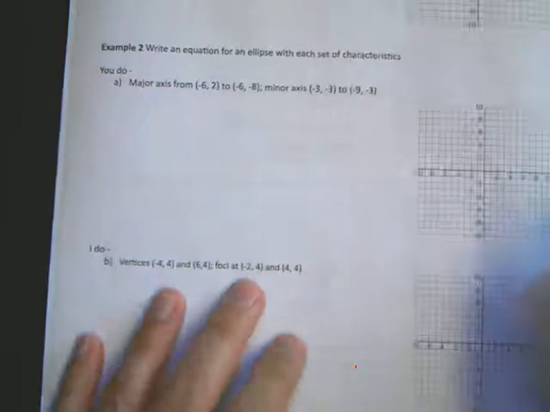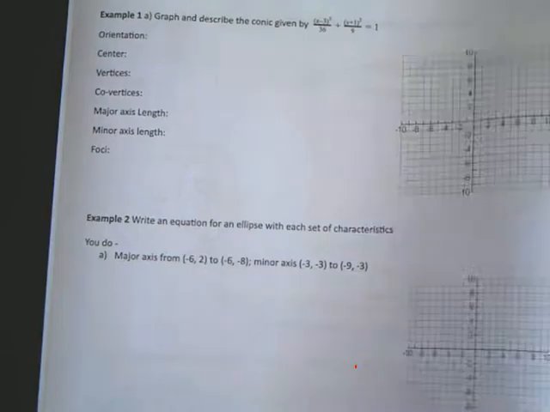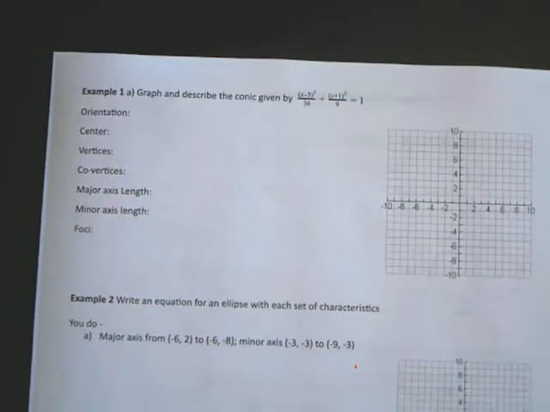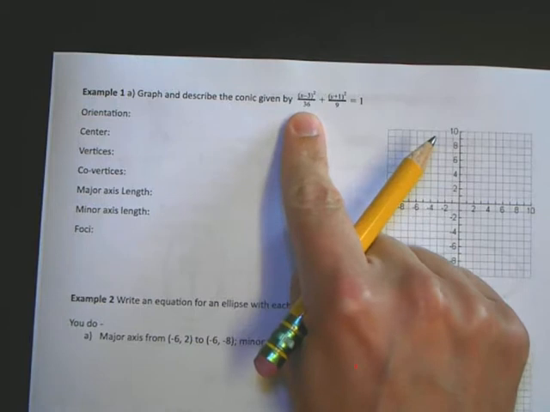Here we go. First example, a. We've got x minus 3 over 36.